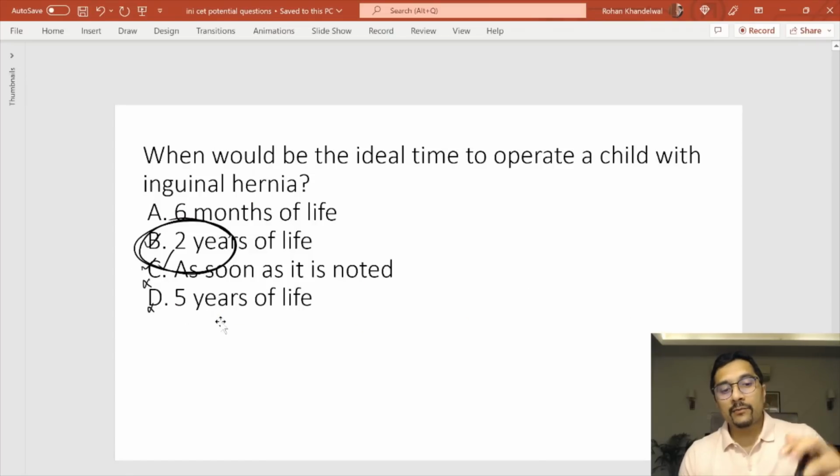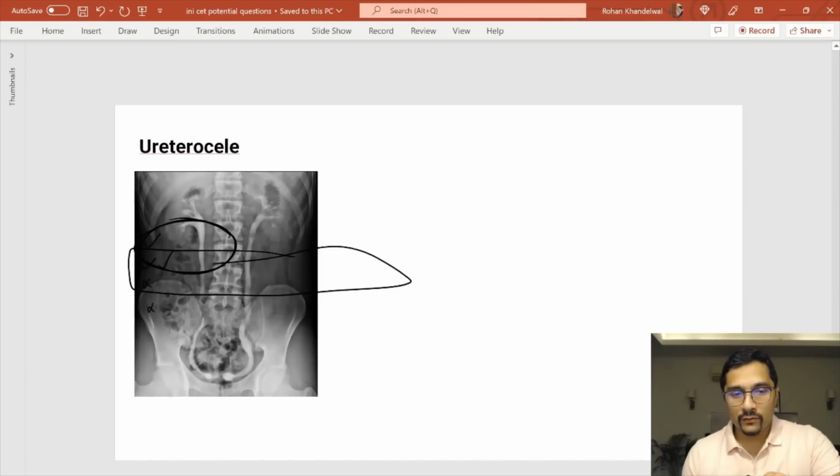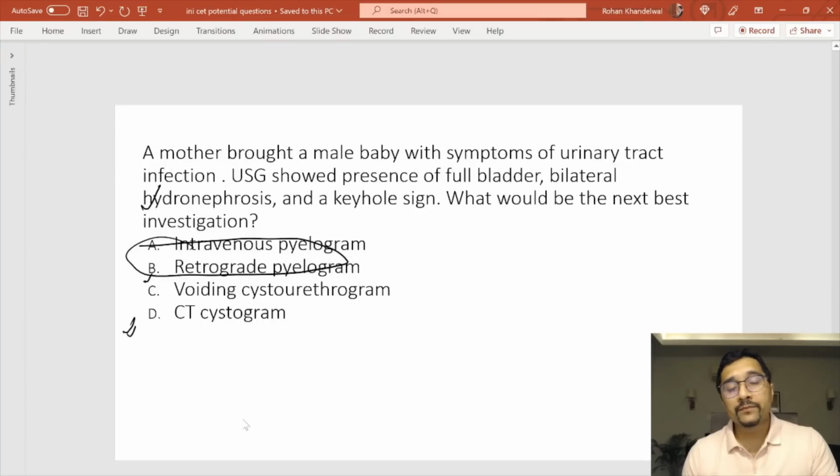The ideal time to operate a child with inguinal hernia is as soon as it is noticed. Foley's catheters, you should know that French stands for outer circumference, that is 2 pi r. Ureterocele, you should know that you will get cobra head or adder head appearance. This is a very common question which is asked in the exam.